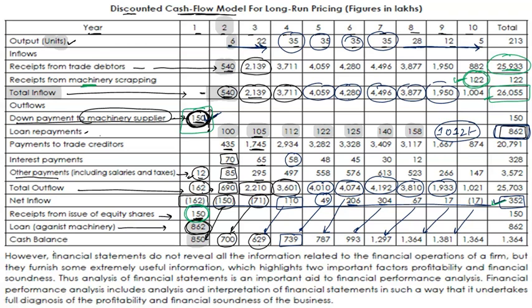Over here, the 150 which was required, we have paid using the issue of equity shares. So it's all about interpreting those financial statements, how the particular organization is working, from where the money is coming and where the money is going. That is all about the interpretation.